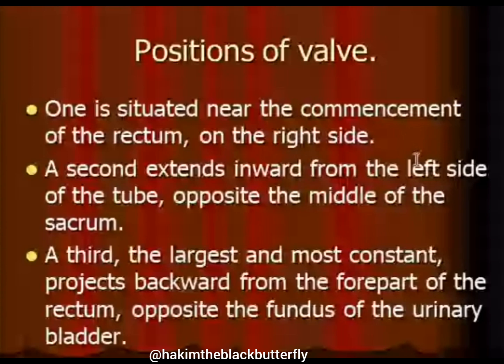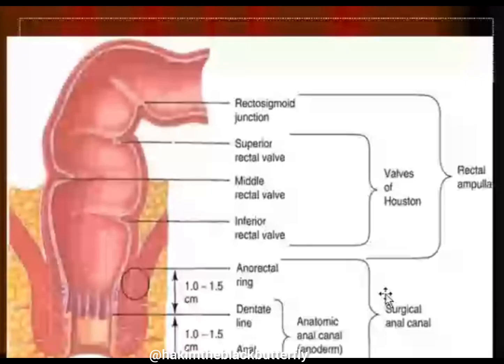And then the lower one protrudes from the anterior aspect of the rectum. The upper valve protrudes from the right, the middle one protrudes from the left, and the lower one protrudes from the anterior aspect, and they temporarily hold fecal material in the rectum before defecation, enhancing continence.